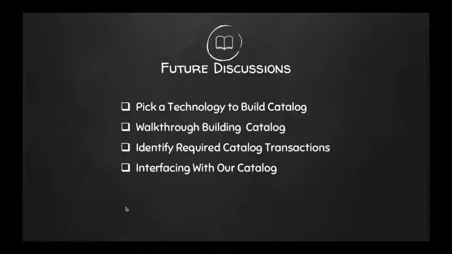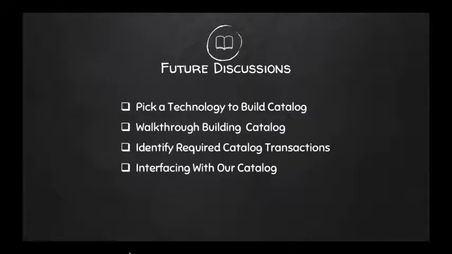So in the weeks to come, what I would like to discuss is picking a technology to build our catalog. This will probably be either a database, NoSQL, or spreadsheets. I'll give a couple different examples of that. I'm going to walk through building a catalog, so we will actually go through the whole process with the technology. And then I will identify the required catalog transactions that will be necessary to put information in and out of our catalogs, how we would actually use the catalog. And then additionally, I will also add another layer to that where we will interface with the catalog itself.